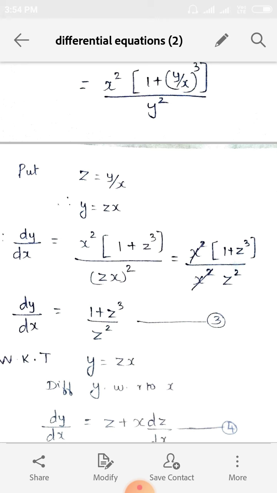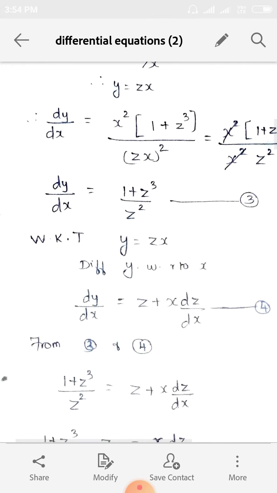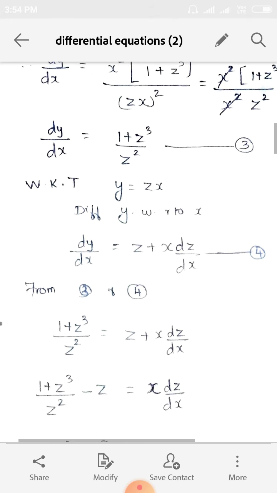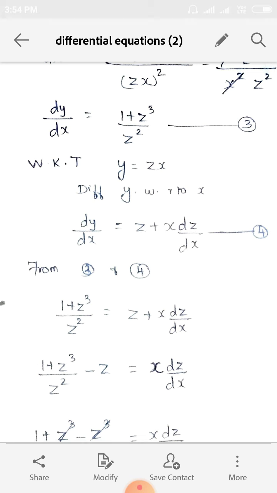So we get simply (1 + z³)/z². So the third equation is dy/dx = (1 + z³)/z². Now we know that y = zx. Now we have to differentiate the term y with respect to x. We get dy/dx = z + x dz/dx. Mark it as equation number 4.